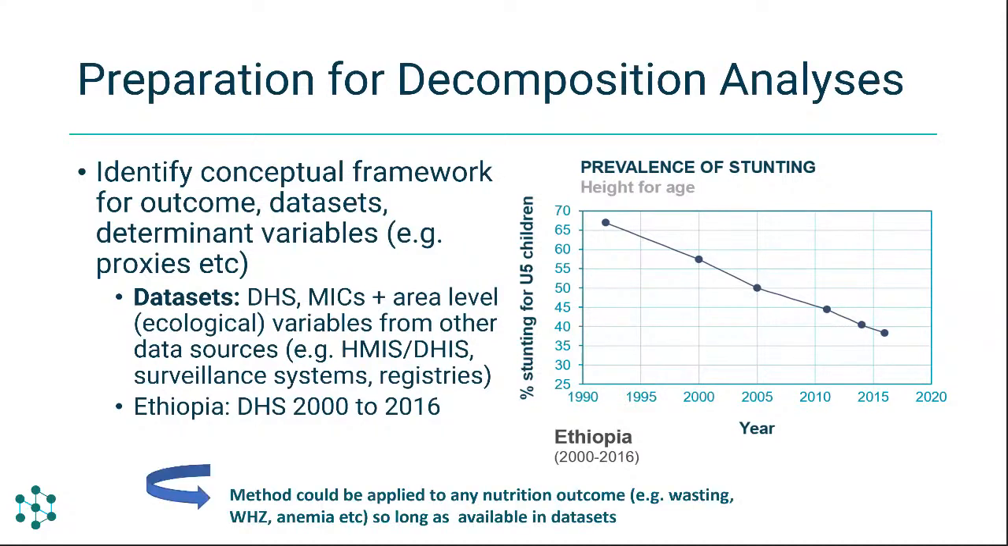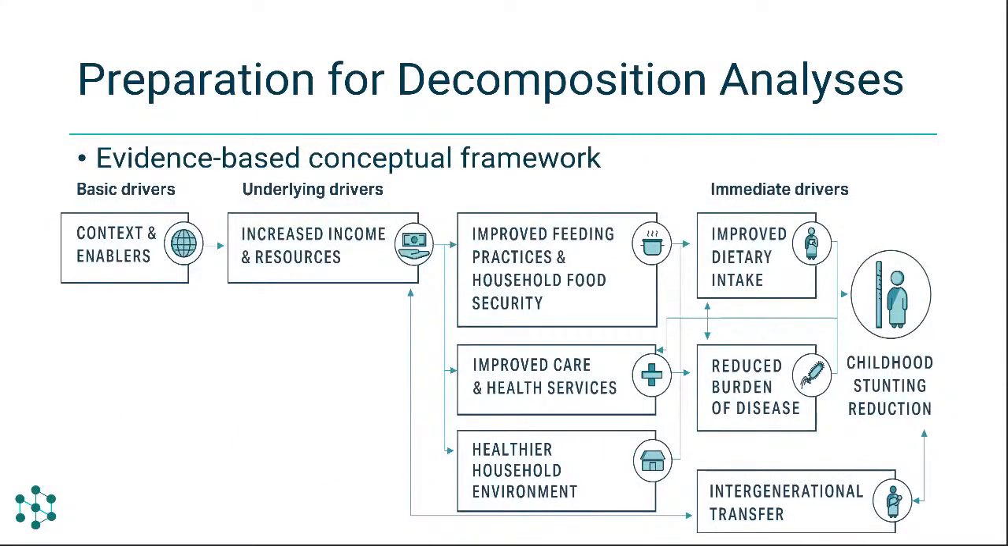I just want to point out here, even though the illustration we're going to show you is for childhood stunting or for HAZ, really this method can be applied to any nutritional outcome: wasting, its continuous form, WHZ, anemia, or any other outcome, so long as it's available in the data sets. This is the conceptual framework that we used to organize our variables and our determinants.